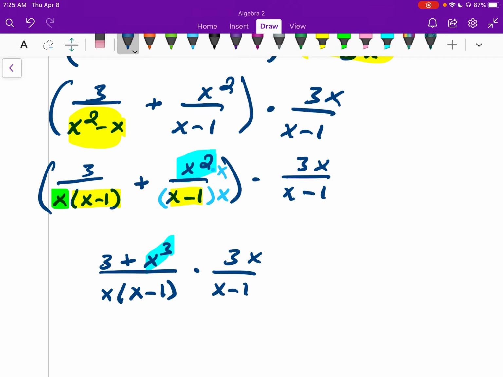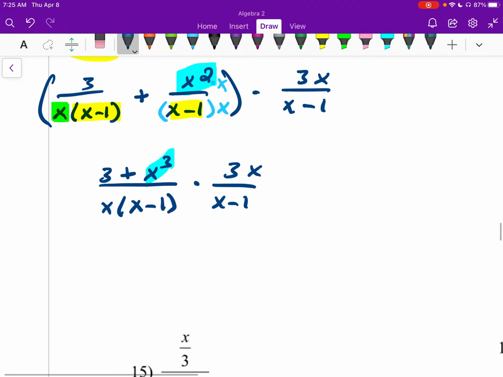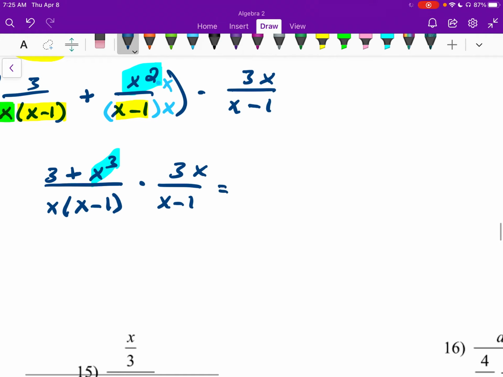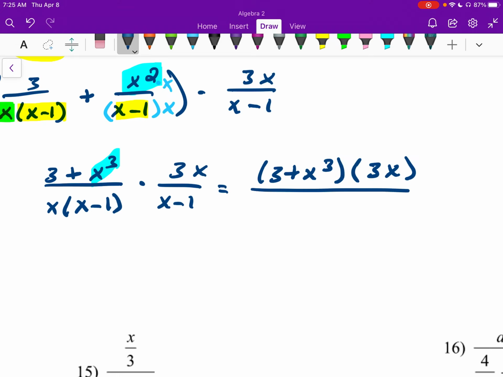Now, let's write these as a single fraction. Since it's just multiplying, we can get rid of the multiplication symbol and say, well, we have 3 plus x cubed times 3x over x minus 1, x minus 1.